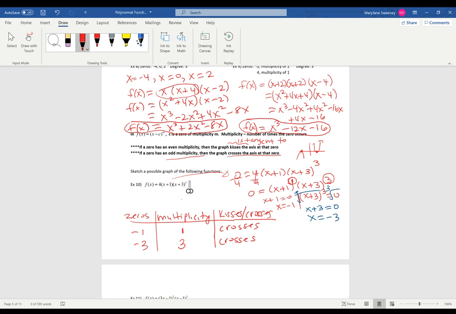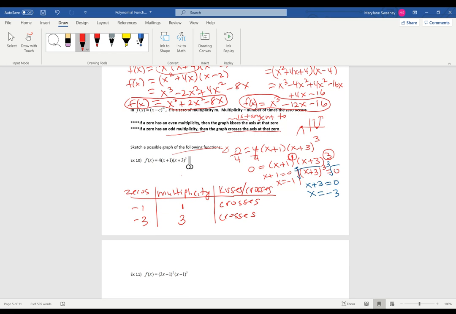Now, the only other thing I need to make a graph, we always want to know x-intercepts, y-intercepts, that type of thing. So I need a y-intercept. We did this in the last unit: make x be 0. So it's like I'm doing f of 0. So it's 4 times (0 + 1) times (0 + 3) cubed. 4 times 1, 3 cubed is 27. So my y-intercept is 108.